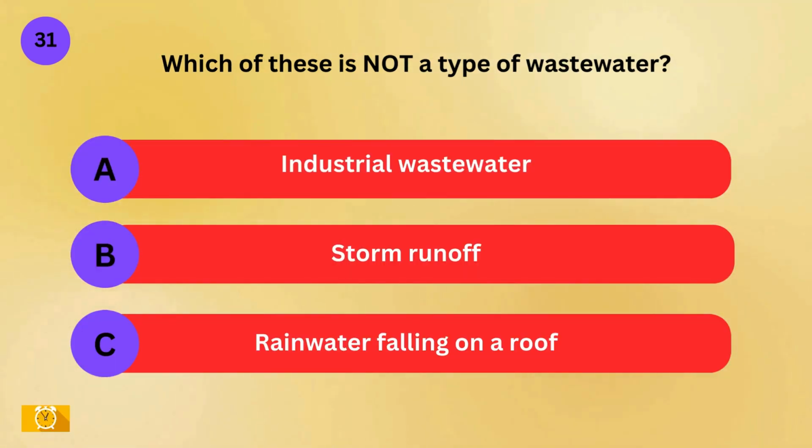Which of these is not a type of wastewater? Industrial wastewater, storm runoff, rainwater falling on a roof.